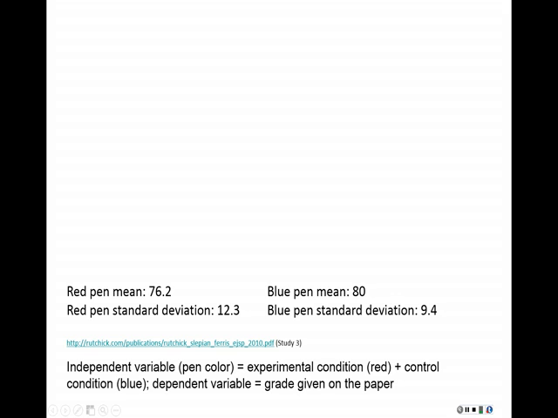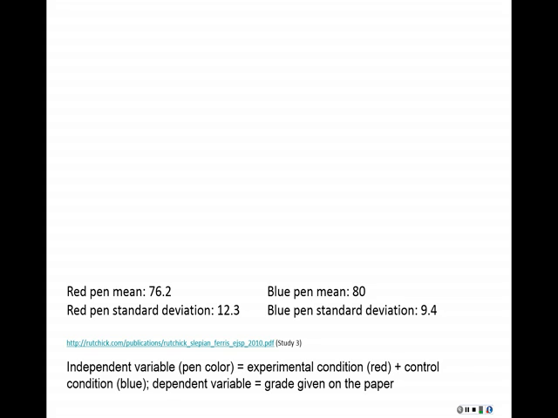For the blue pen, it was a smaller standard deviation, 9.4. That means that the scores were more compact. So the mean of 80, one standard deviation out, 9.4. One standard deviation in the other direction, subtract 9.4.